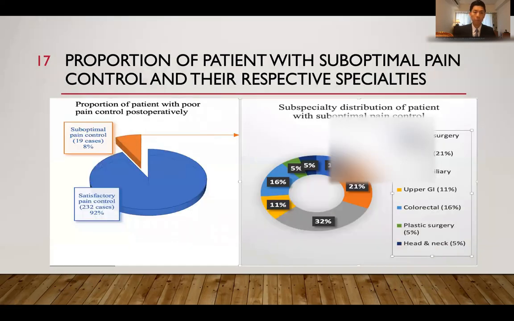Here we can see that out of 251 patients, only 19 of them complained of or were reported to have suboptimal pain control, which means that 92% of them enjoyed satisfactory pain control. And these are the percentages of patients that were reported to have poor pain control. Out of 19 patients, 32% belonged to the HBP team, the urology team will be 21%, and the upper GI team will be 11%.